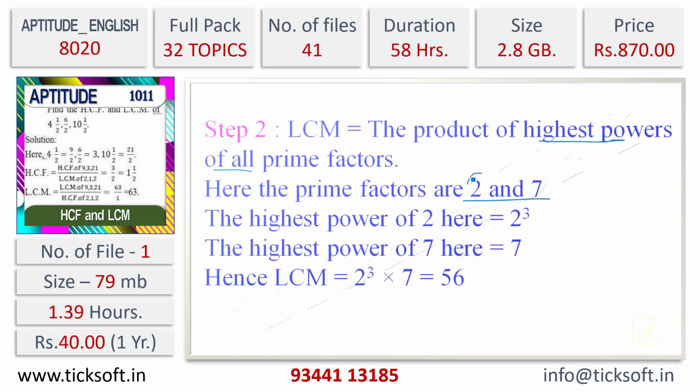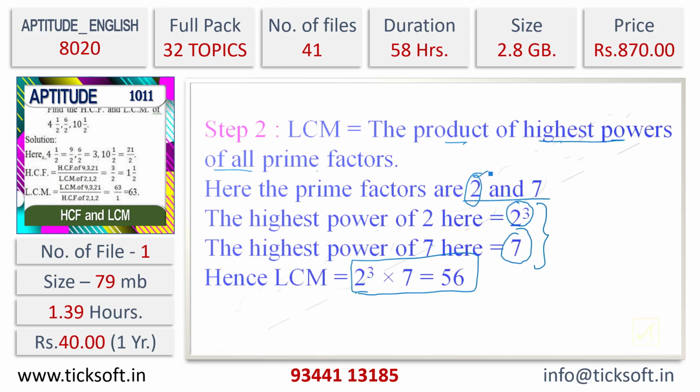So here the highest power of 2 is 2 to the power 3 and the highest power of 7 is 7 to the power 1. So therefore the LCM is nothing but the product of these two. That is 2 to the power 3 into 7 is equal to 56, which is the required answer. So first we found out the prime factorization of each of the given numbers and then by taking the product of highest powers of all prime factors we get the LCM.